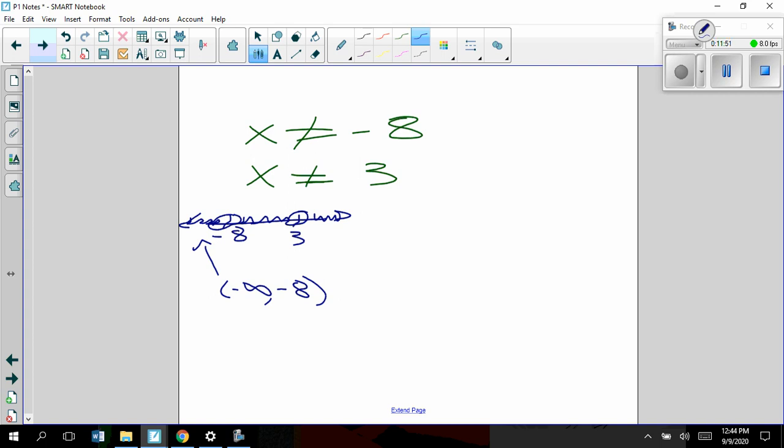The piece that tons of people miss is the between part here. The most common answer I get is negative infinity to negative 8, then a union with, and they just go 3 to infinity. But there is a piece in the middle that you can use. You can use 0, you can use 4, you just can't use negative 8 and 3, so you have to do another interval for that middle gap between those 2 open circles.